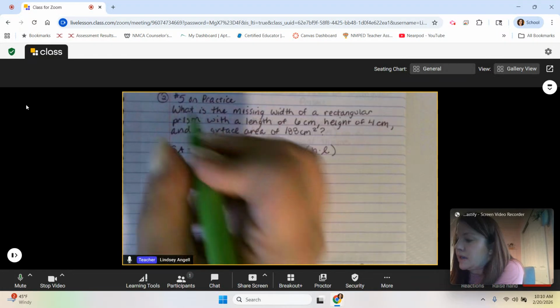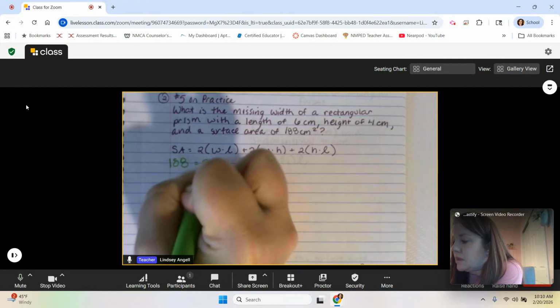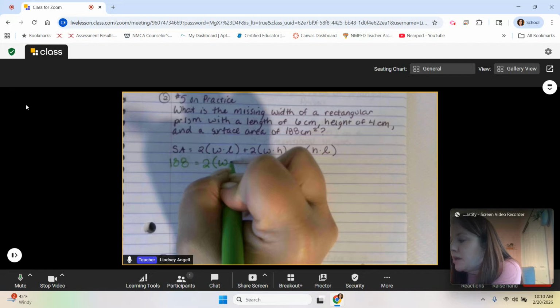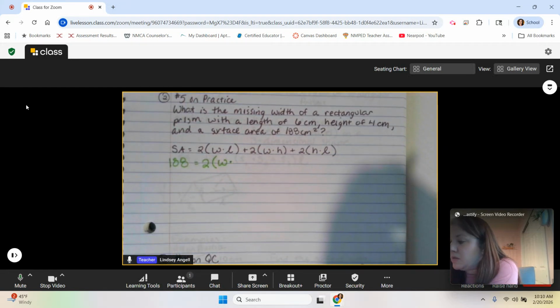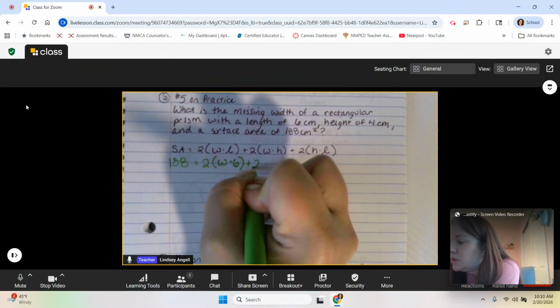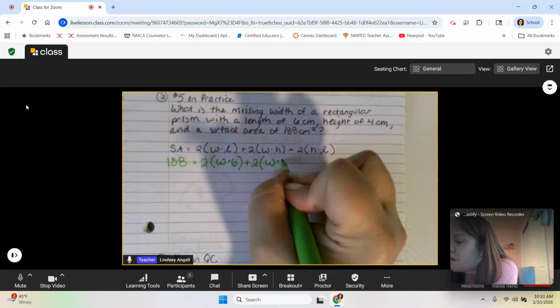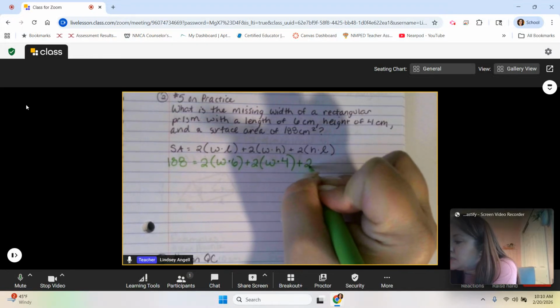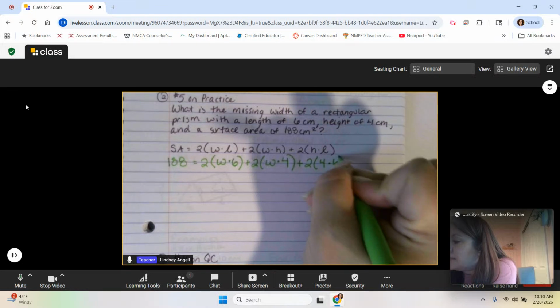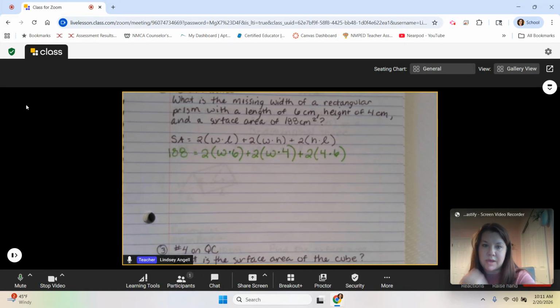So let's see here. Surface area, we were told, is 188. And we've got 2 times, and we don't know what the width is equal to, but we do know the length is 6 plus 2. We don't know the width, but we do know the height of 4 plus 2 times 4 times 6. Okay? So with that, we only have one variable, which right now I know it looks like we have 2, but we can combine them after we take care of a couple things.